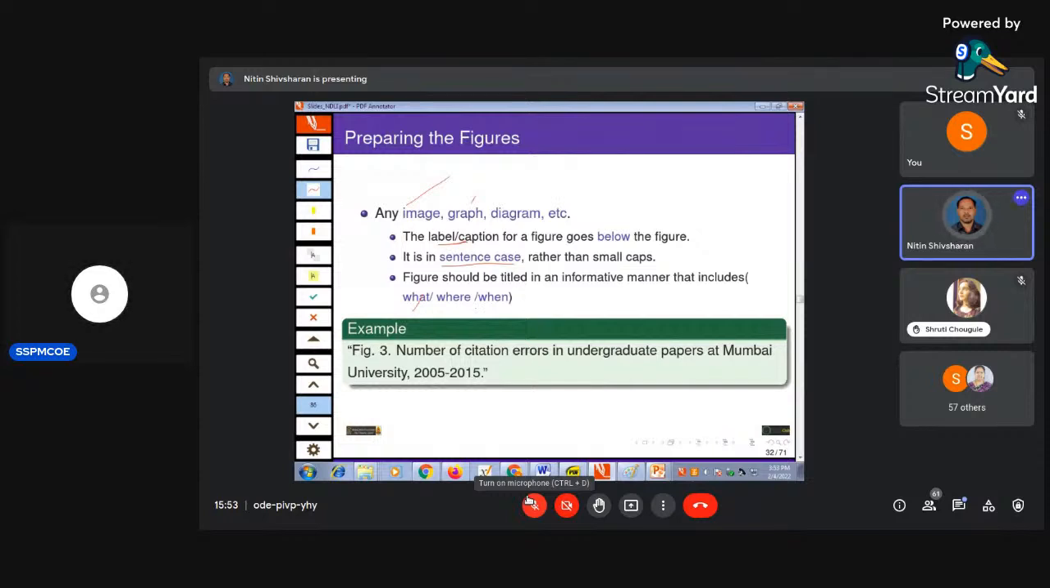For example, one of the examples shown here is for Figure 3: Number of citation errors in undergraduate papers at Mumbai University, 2005 to 2015. It gives where, Mumbai University, then when, 2005 to 2015, and what it is showing. While constructing or writing captions for your figure, take care about these things.